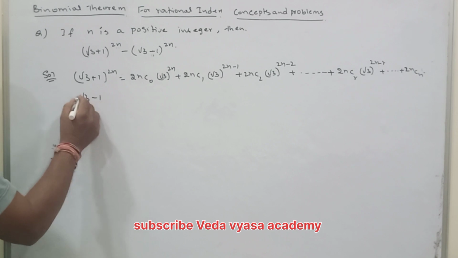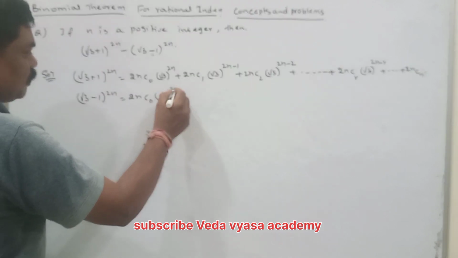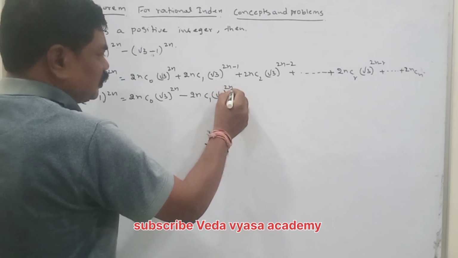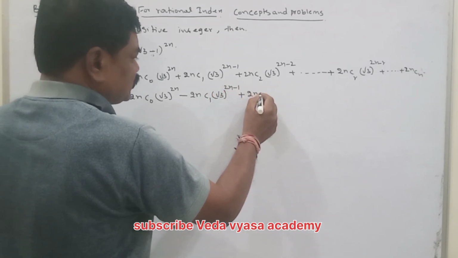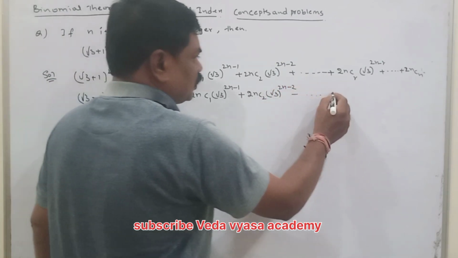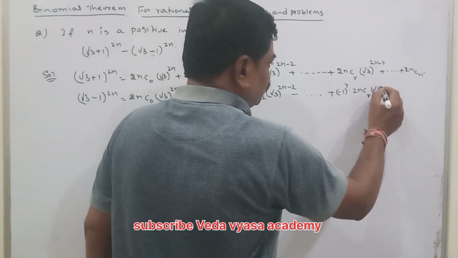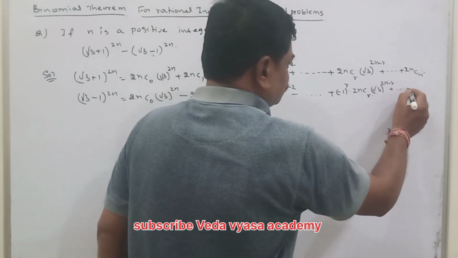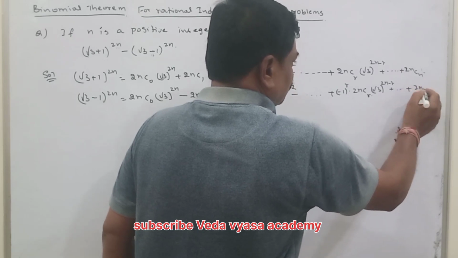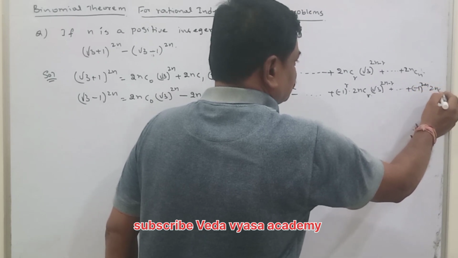Here root 3 minus 1 whole power 2n is equal to 2n c0 root 3 whole power 2n minus 2n c1 root 3 whole power 2n minus 1 plus 2n c2 root 3 whole power 2n minus 2 minus so on, plus minus 1 whole power r 2n cr root 3 whole power 2n minus r, plus so on, plus minus 1 whole power n. This is a positive value, and the last is a negative value, minus 1 whole power n.